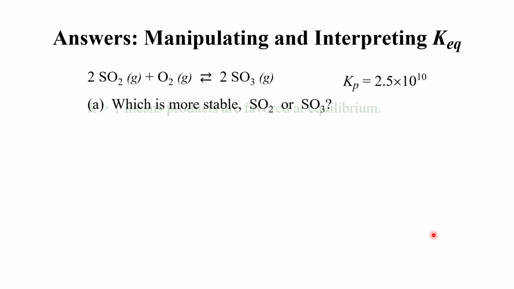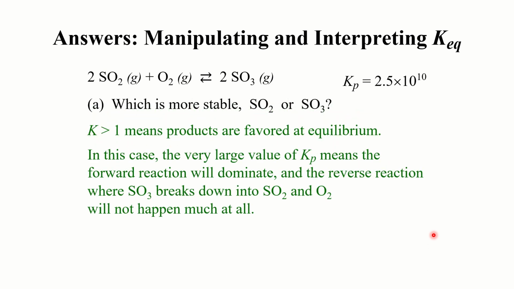All right. So walking through the work, again, here is the explanation for letter A. Because K is so much bigger than 1, the products are favored, meaning SO3 is going to be the more stable species here.